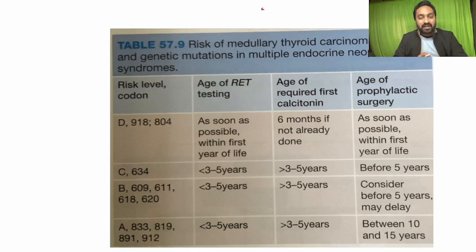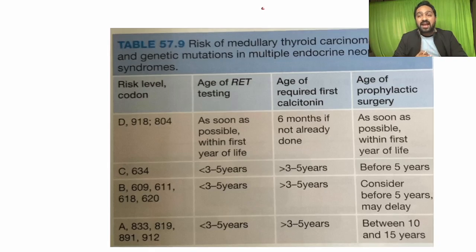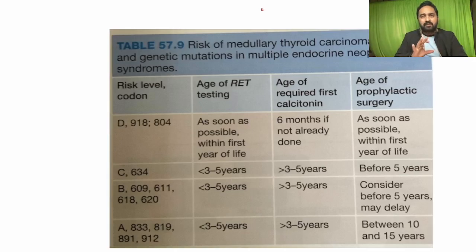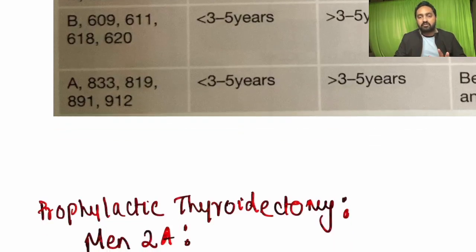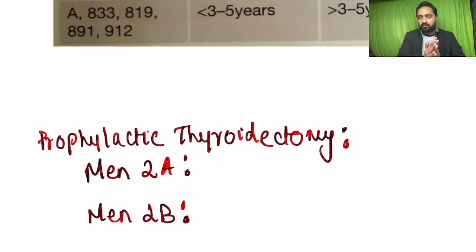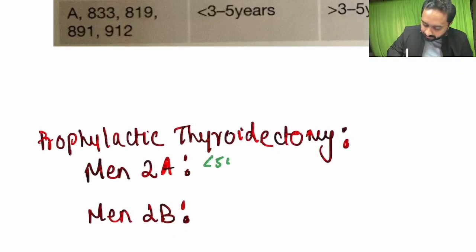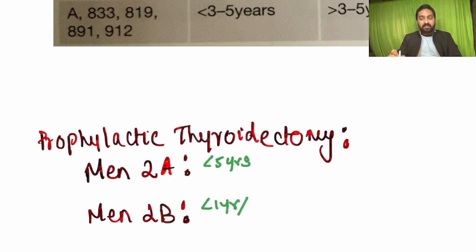And in cases of group A, which is involving the codon 833, 819, 891, 912, then the age of prophylactic surgery should be between 10 to 15 years. I get it, this table might be very complicated for you all, but what I would want you to remember is, in general, that for MEN type 2A, the surgery should be done in less than 5 years, prophylactic surgery, and in cases of MEN type 2B, it should be less than 1 year, right?